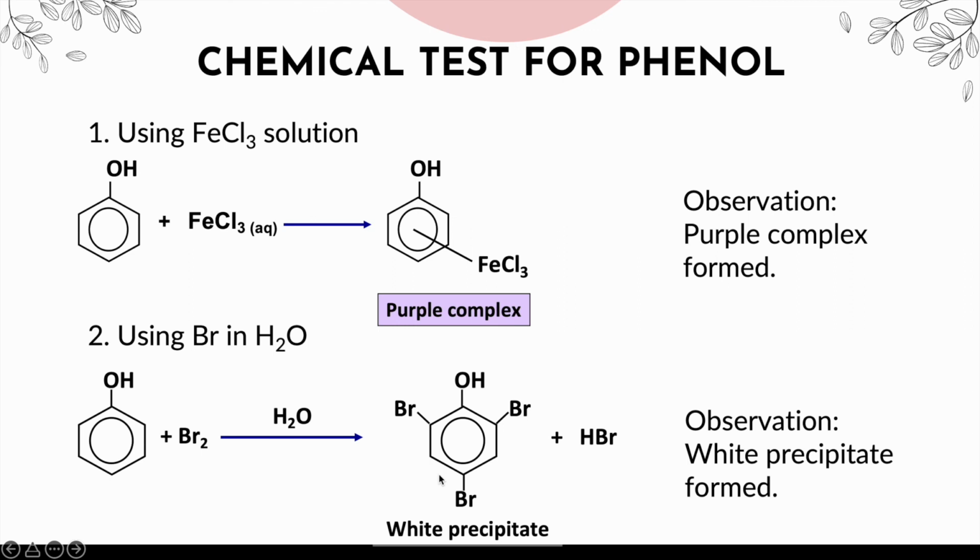If you want to test whether phenol is present or not, we can use FeCl3 or bromine in water. If you use FeCl3 and there is phenol, a purple complex will be formed. If you use bromine in water and there is phenol in the solution, you will see a white precipitate. The side product is HBr.